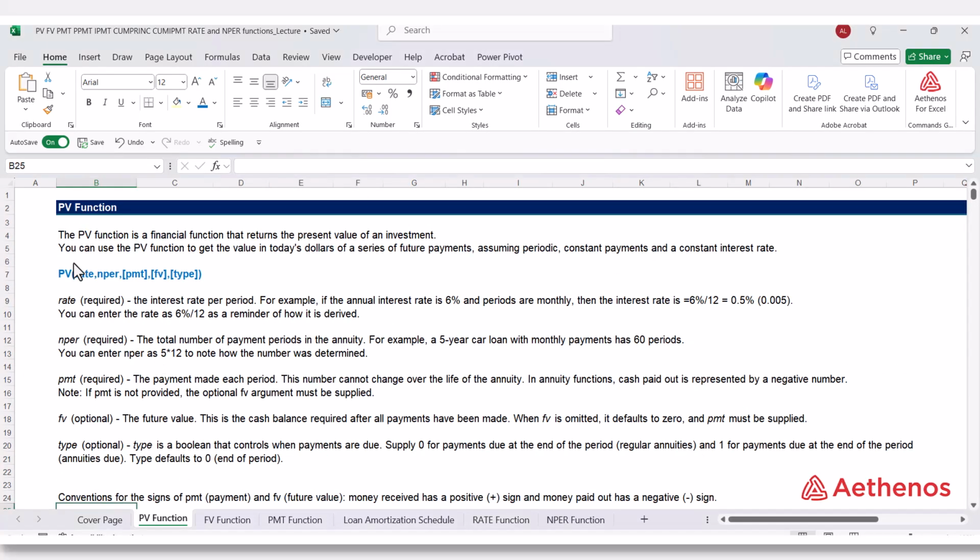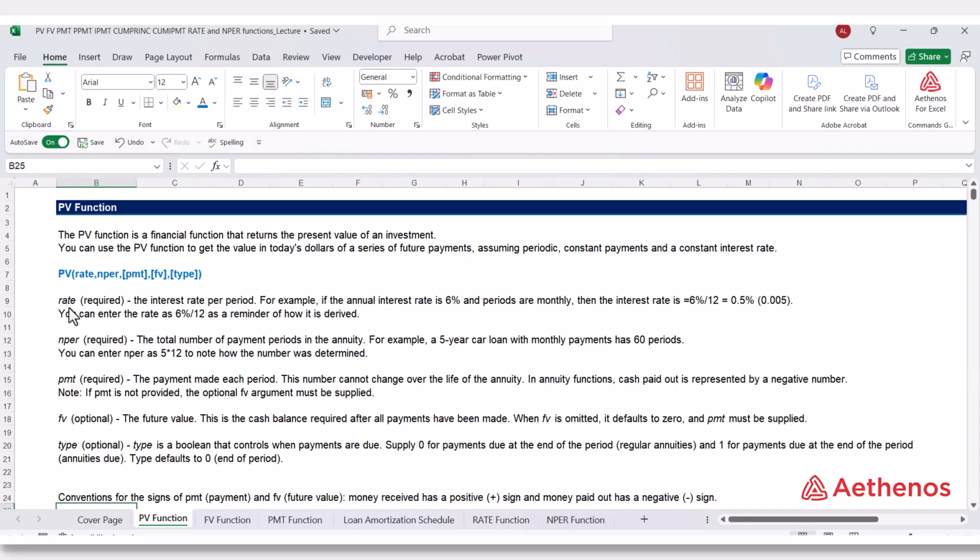The first function, present value or PV, returns the present value of an investment or a loan amount. When you use the present value function, you get the value in today's dollars, or today's currency, of a set of future payments. Here we are assuming periodic and constant payments and a constant interest rate. The syntax of the PV function is rate, NPER, PMT, future value, and type.